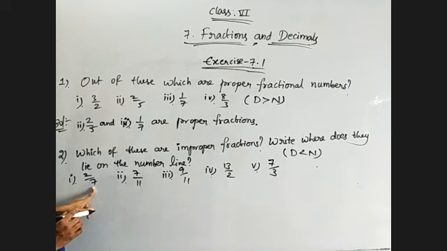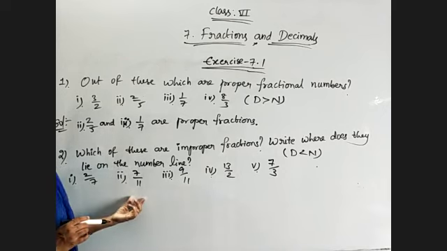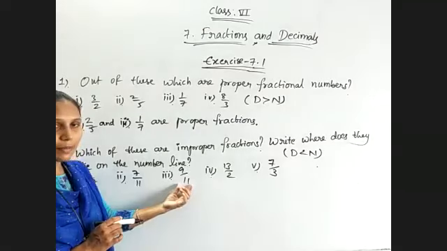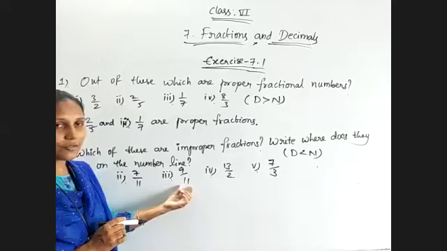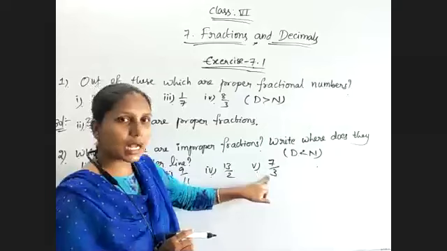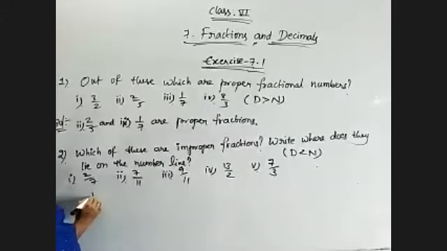2 by 7. See, the down value is more, meaning it is proper. 7 by 11. The down value is more, the denominator is more, so it is also proper. And 9 by 11, because the denominator is greater, it is also a proper fraction. 13 by 2, the denominator is lesser than the numerator, so it is improper. 7 by 3 is also improper.